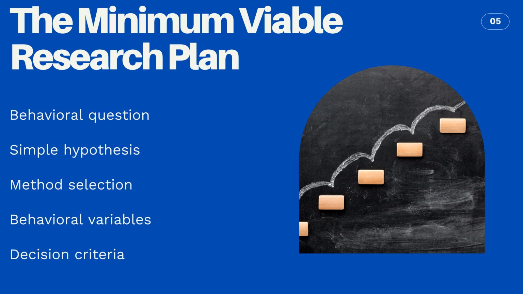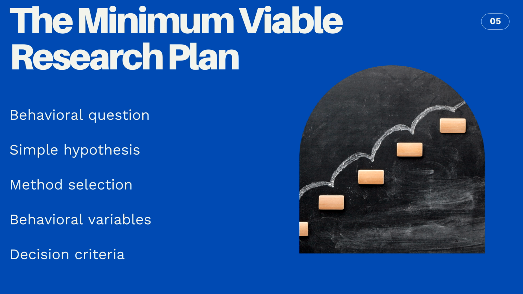Start with your behavioral question, the specific action you want to understand. Then articulate a plain language hypothesis, your best guess about what's happening and why. A good hypothesis is specific, falsifiable, and grounded in behavioral logic. Next, choose a method that aligns with the behavior you're studying. If you want to understand friction, interviews or audits may be best. If you want to test a causal relationship, A/B testing is ideal.